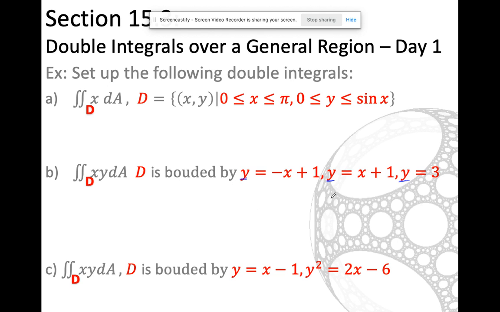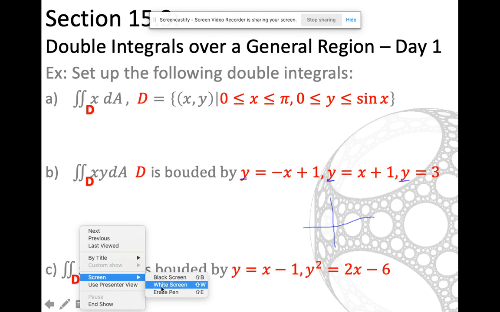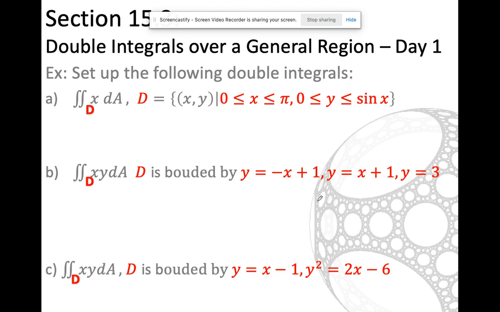So I'm going to draw up here. Now, maybe you're not sure what this looks like. Well, I hope you know what that looks like. That's terrible. All right. So about y equals x minus 1. That's not too bad.